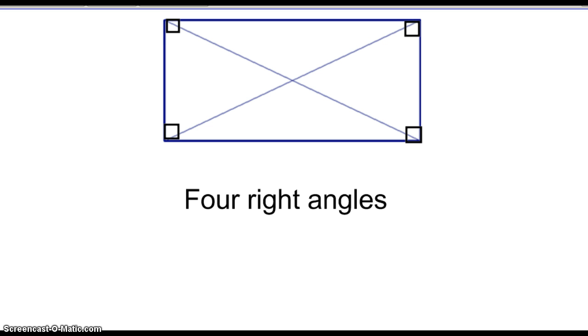Now, keep in mind, because it's a parallelogram, opposite sides are parallel. Opposite sides are congruent. Opposite angles are congruent. Consecutive angles are supplementary. And the diagonals still bisect each other. But the second property of a rectangle is that not only will all these bisect each other, the actual entire diagonals are congruent.